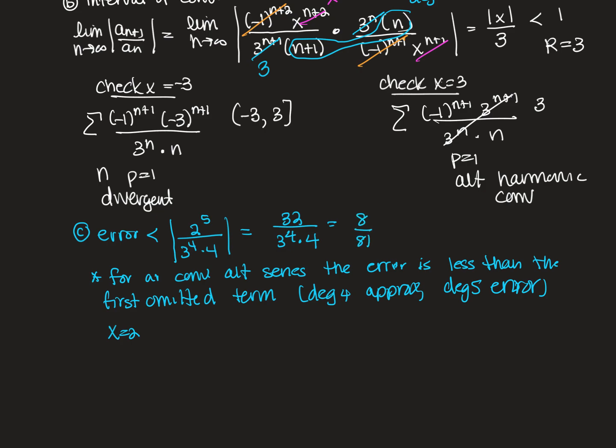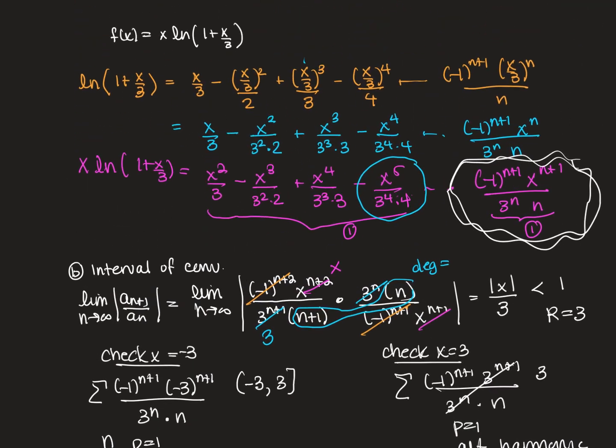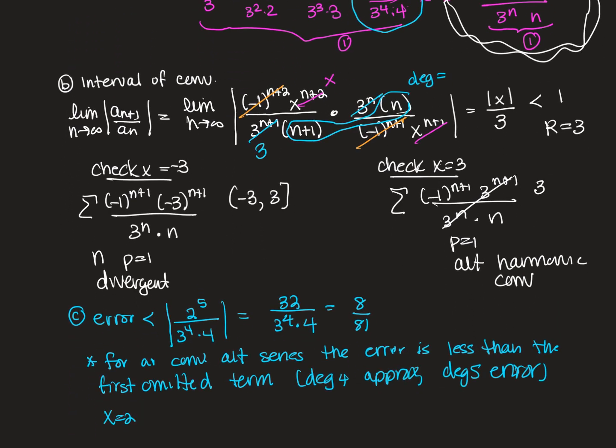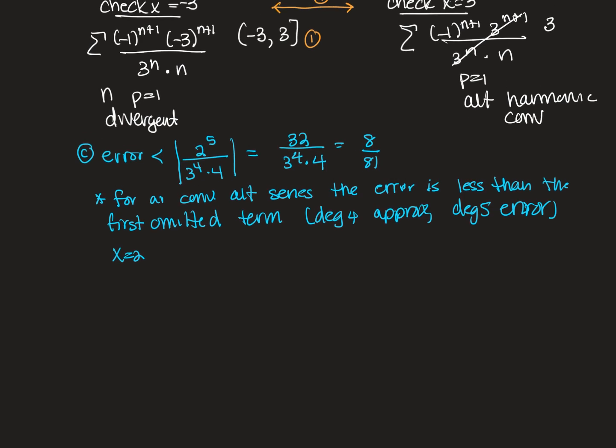So how was this one scored? We already talked about part A was worth 2 points, one for the general term and one for the first 4 terms. The next one, the interval of convergence, this is going to be worth 5 points. One for finding the ratio, one for finding the limit, one for finding the radius of convergence, one for checking both endpoints, and one for getting both endpoints correct. And this one, you're going to get 1 point for using the 5th degree and 1 point for saying that.